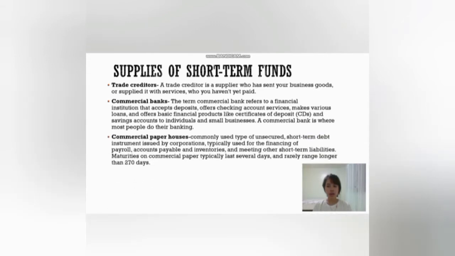Next, commercial paper houses. Commercial paper is a commonly used type of unsecured short-term debt instrument issued by corporations, typically used for financing of payroll, accounts payable, and inventories, and also meeting other short-term liabilities. Maturities on commercial paper typically last several days and rarely range longer than 270 days.